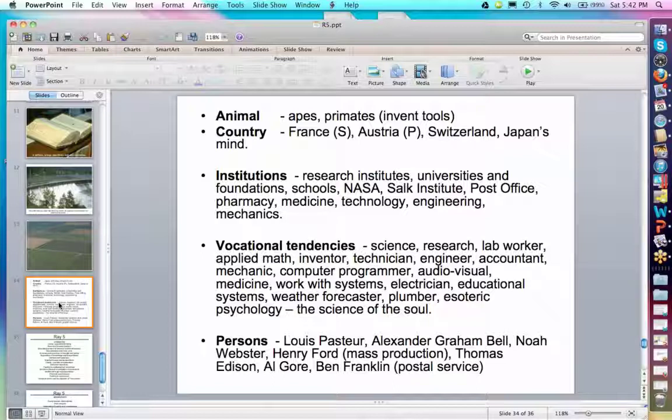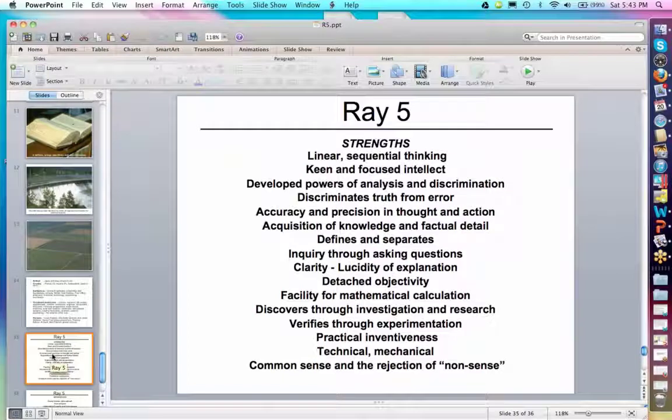And of course, some of the persons that we have are the ones that are well known. They're inventors. Webster for the Webster Dictionary. Henry Ford brought us mass production. Thomas Edison brought us the light. Al Gore and Ben Franklin brought us the Postal Service. Some of the strengths is the ability to think in a linear way, to go from one thing to the next, to the next, to the next, to use numbering, 1 and then 2 and then 3. It's a linear way of thinking and working things out. It's keen and focused intellect.